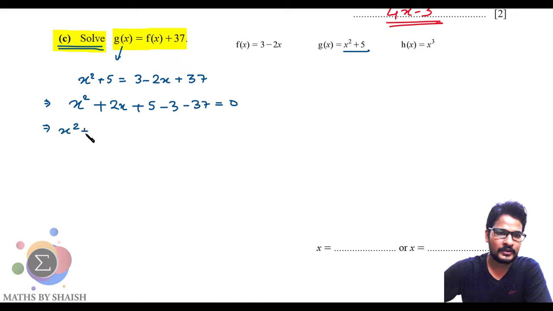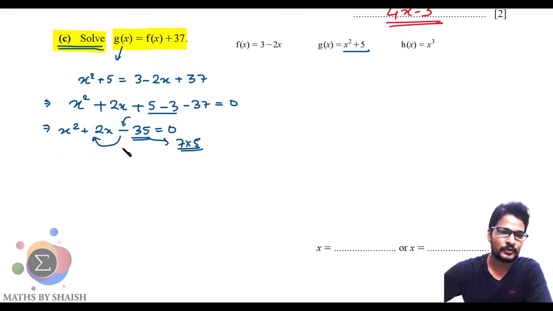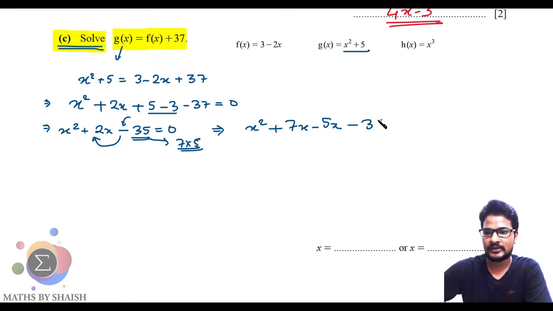So we will solve it again. x squared plus 2x, 5 minus 3 is 2, and then minus 37 plus 2 is minus 35 equals 0. Now we will see this 35. We are going to use factorization. For 35, we have 7 into 5, that is 35, and when we subtract, we will get 2 as well. So we can rewrite this as x squared plus 7x minus 5x minus 35 equals 0, so that when we subtract, we will get 2x, so it is the same, and that's how we factorize.